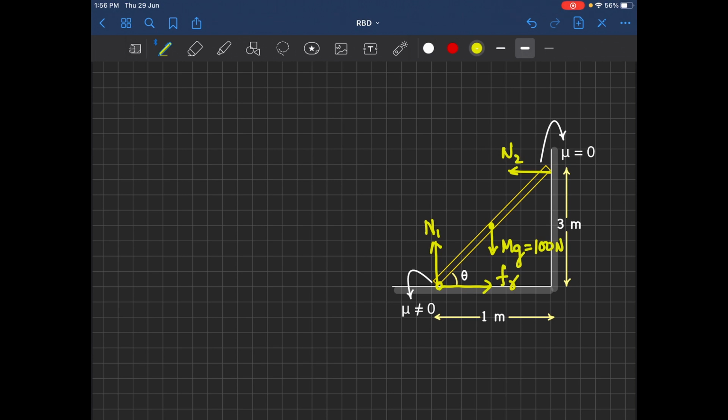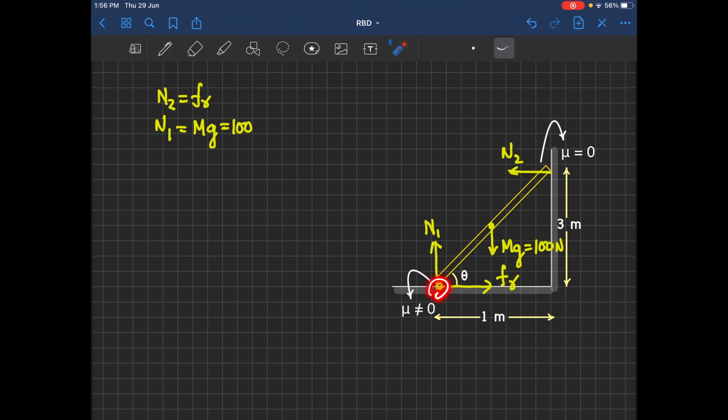Now, according to the equilibrium concept, we know that net force should be 0. Along the x direction, there are two forces here: one is friction, one is N2. Net force in x is 0, that means N2 must be equal to friction. Similarly, net force in vertical must also be 0, so N1 equals mg, which equals 100 Newton. This gives us our force equations in case of equilibrium. Now, if we write torque about this bottommost point, why am I choosing that point?